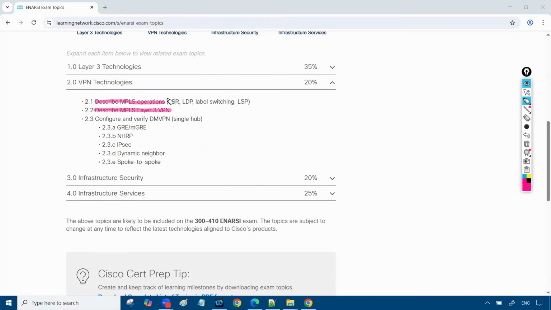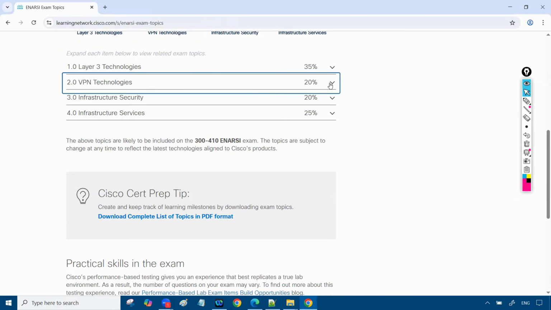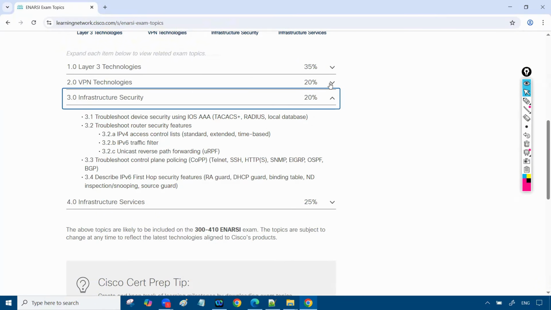And then you have to configure the DM VPN with a single hub. So we'll talk about the DM VPN phase 1, phase 2, and phase 3 as well. So in the CCNP ENARSI, you do not have a lab of the MPLS L3 VPN, but you do have a lab for the MPLS unicast. So DM VPN is a clear text VPN, right? And if you want to enable the authentication on the DM VPN, then you have to go with the IPsec protocol, right? Once you have done with the VPN technologies, then you have a next option, 20% is infra security.